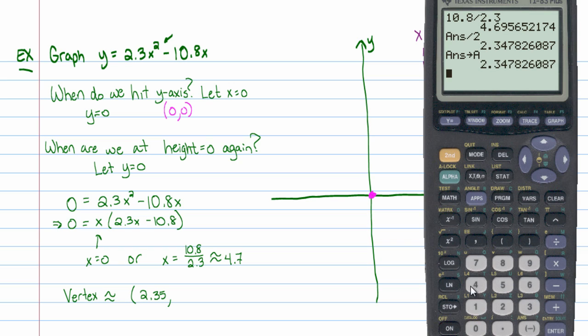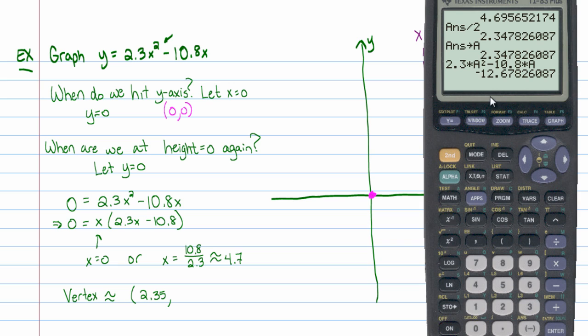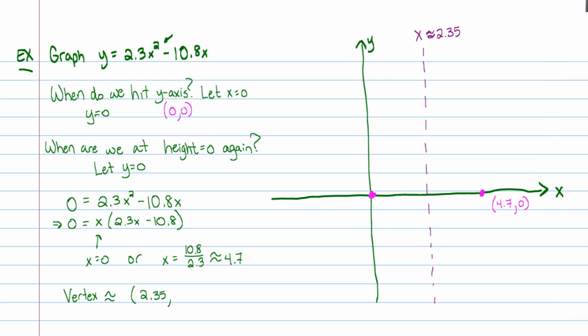Now what I'm going to do is find out what 2.3 times A squared is. 2.3 times, technically you don't even need the times, A squared. Remember, to get the A, it's alpha and then A, squared, minus 10.8 times, again, alpha A. Notice the same format, right? 2.3x squared minus 10.8x, 2.3a squared minus 10.8a. And you get a negative 12 point, and I'm just going to round to the nearest tenth here. Let's go negative 12.7.